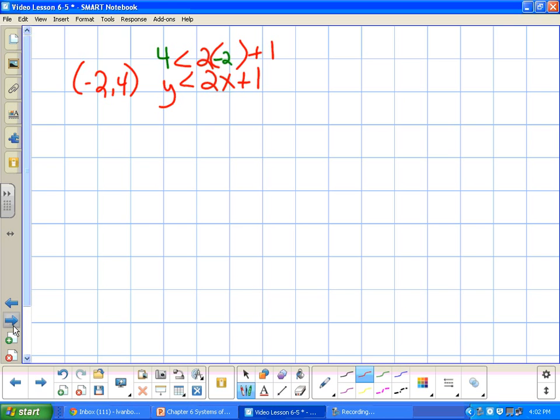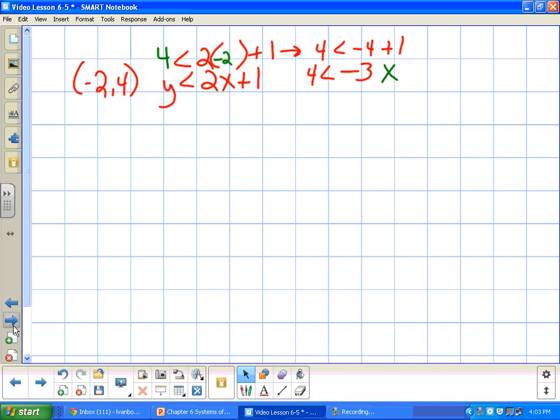Now we'll do the math. So this becomes 4 is less than -4 plus 1, but -4 plus 1 is -3, and 4 is not less than -3. This is a false statement, so this ordered pair is not a solution. Let's do one more.